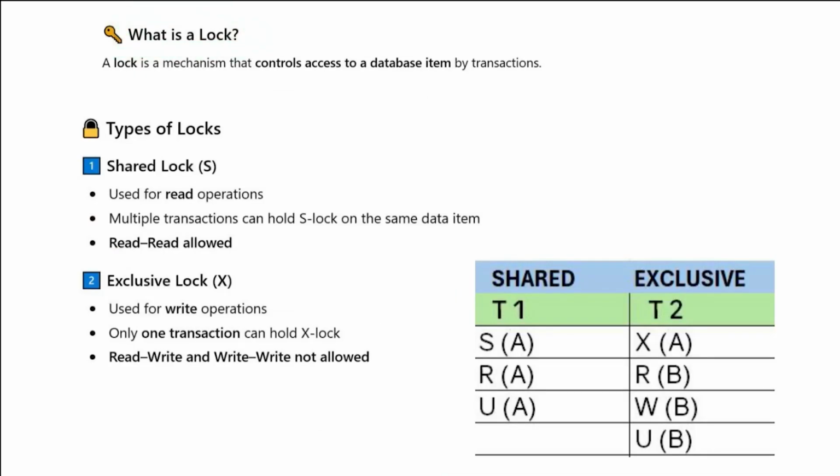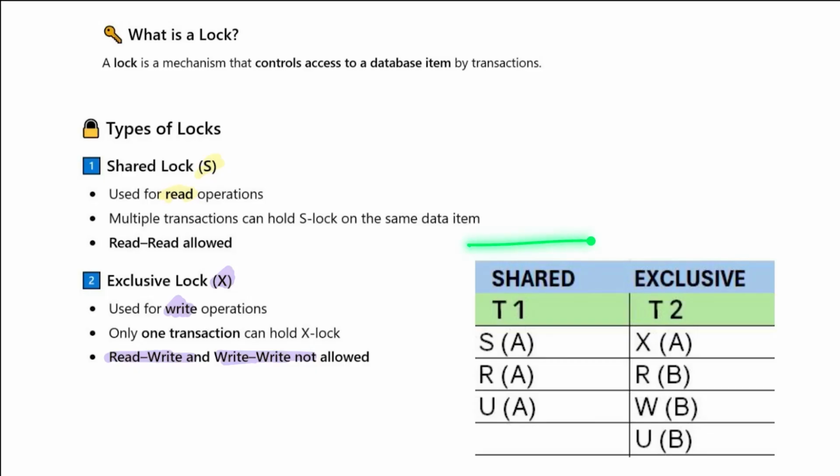So in the pessimistic approach, which is used more often in database administration, we create locks to prevent conflicts, as we discussed earlier. There are two types of locks, shared and exclusive lock. A shared lock allows read only access, while an exclusive lock allows both reading and writing.